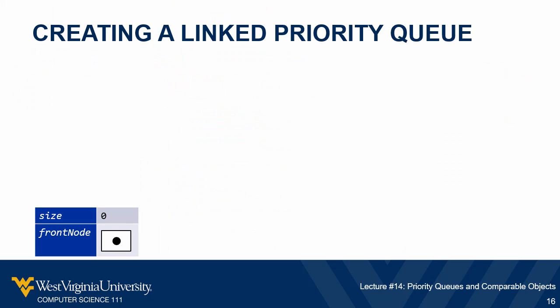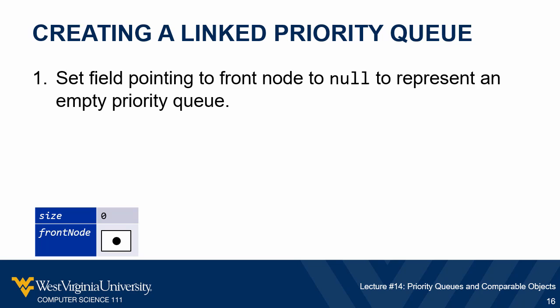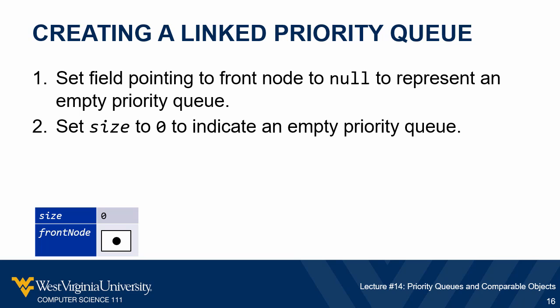Let's take a look at what we need to do when we call the constructor to make a new LinkedPriorityQueue. There's basically going to be two steps here. We're going to have to set the field that we just made for our front node to null to represent that it's an empty priority queue. And then we'll set our size field to 0 to also indicate that we have an empty priority queue. Again, these are the default values for those fields, so we could skip the constructor, but let's go ahead and make one anyhow.